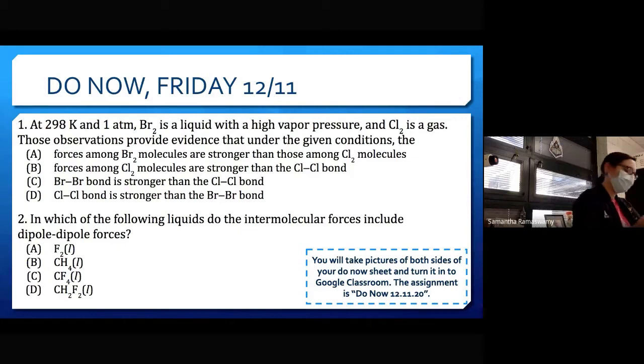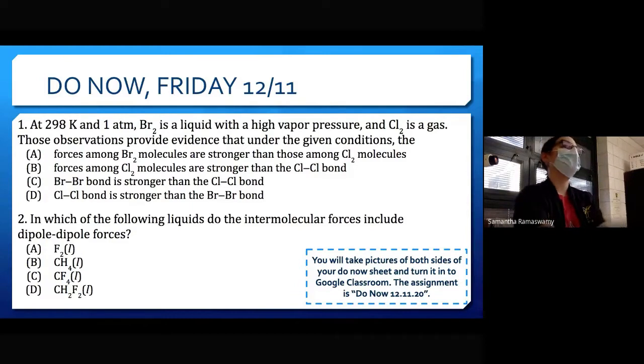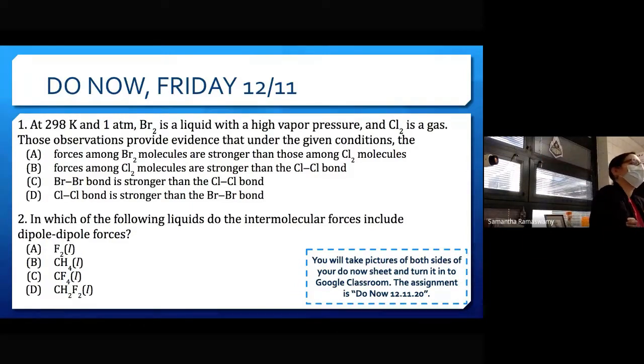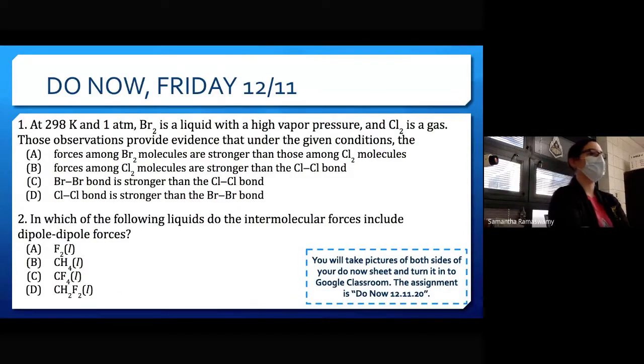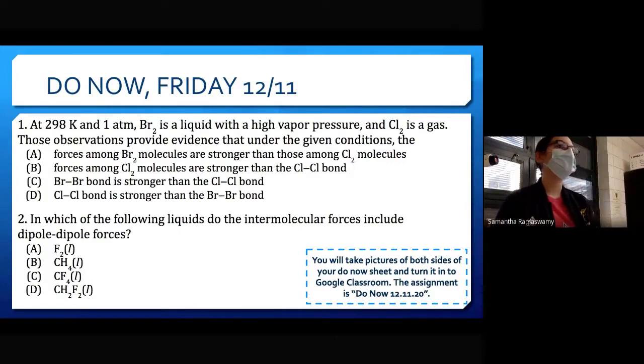So number 1 says at 298 Kelvin and 1 atm, Br2 is a liquid and Cl2 is a gas. These observations provide evidence that under the given conditions, and then we have to pick the correct option. So again, when you're looking at states of matter, you're comparing two substances that are different states of matter, you're comparing the intermolecular forces. Remember that solids have the strongest intermolecular forces and gases have the weakest.